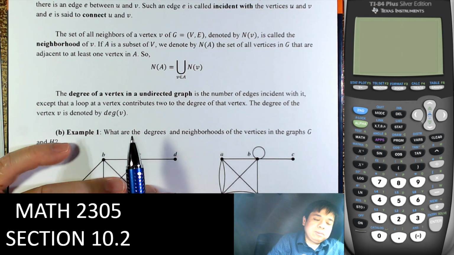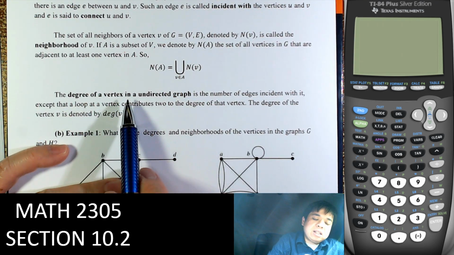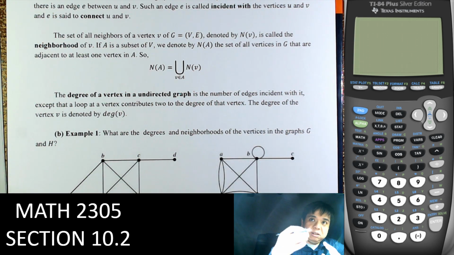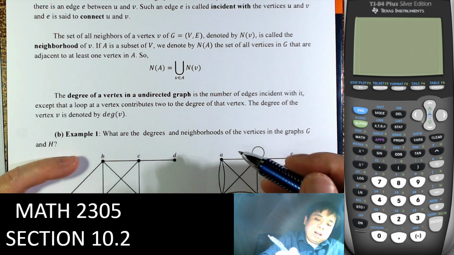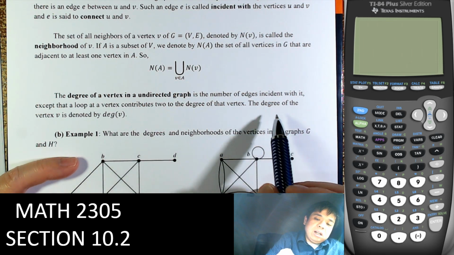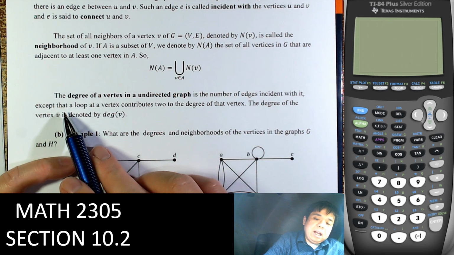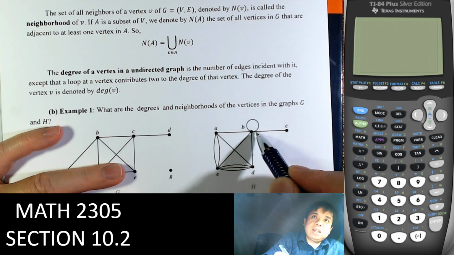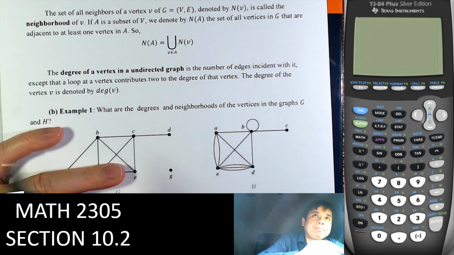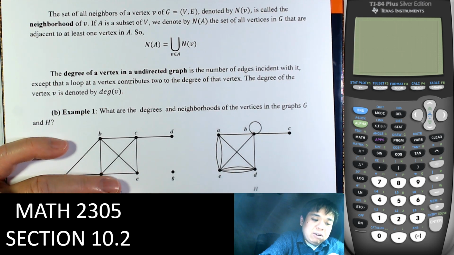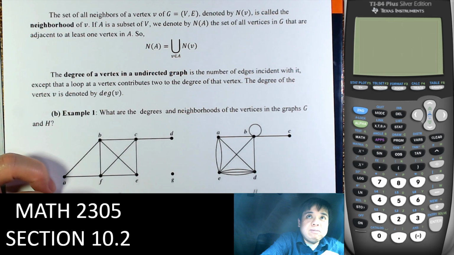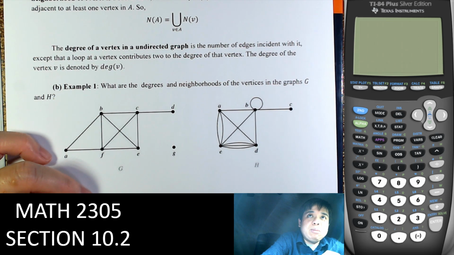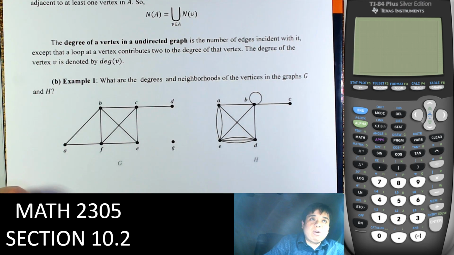Right. So the degree of a vertex in an undirected graph is the number of edges incident with it, meaning the number of edges connecting it. The degree, except for the loop, the vertex contributes to. Of course, if there is a loop like this, they consider two of them, one on each side. And the degree of a node is denoted by degree of the node. So here's some example. What are the degrees and neighborhood of the vertices of the graph G and H?